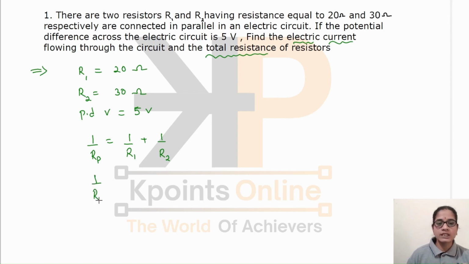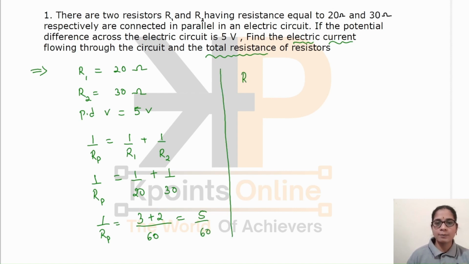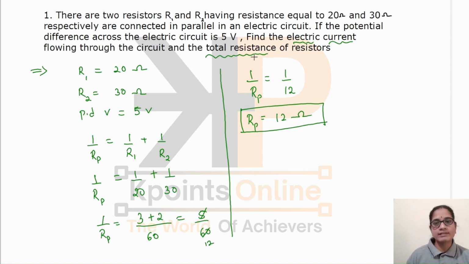Let us substitute the values here. 1 upon 20 plus 1 upon 30. So 1 upon Rp is equal to 3 plus 2 divided by 60. This is the LCM. Now solving this, we get 5 by 60. So 1 by Rp is equal to 5 ones are 5, 5 12s are 60, so 1 upon 12. So Rp is equal to 12 ohm. We have calculated the total resistance here.